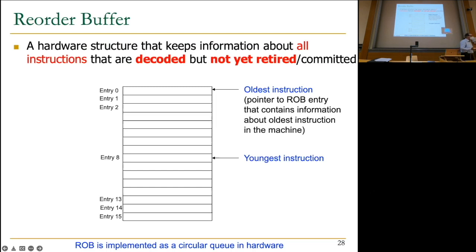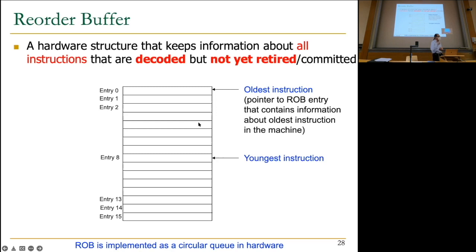It has multiple benefits, as we will see, but it also complicates the machine. Now we're going to complicate the machine. Just to reiterate what it looks like, we're looking at a hardware structure that keeps information about all instructions that are decoded, where decoding happens in sequential order, but not yet retired or committed.